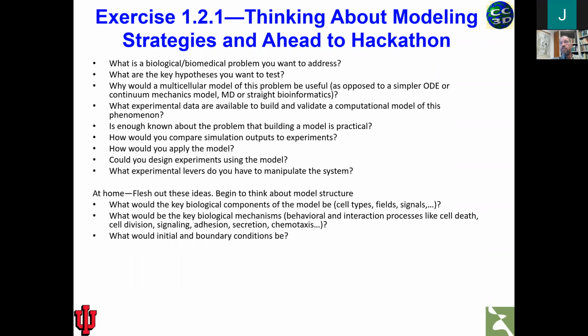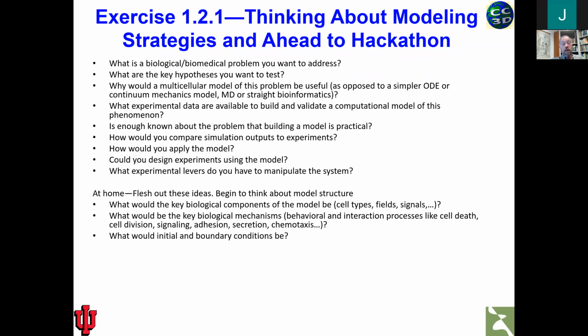Ask that question. And then think about what experimental data might be available to build the model, or to validate it, or to test it. Do we know enough about the science to build a model of the problem you're interested in? If you did build a model, how might you compare the simulation to the experiment? That's always a difficult problem. You might want to think about that.